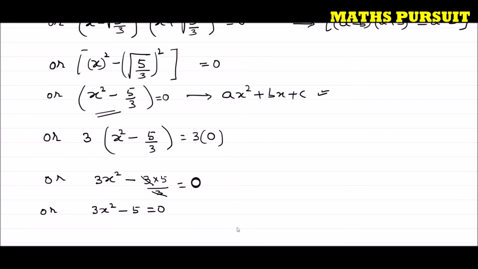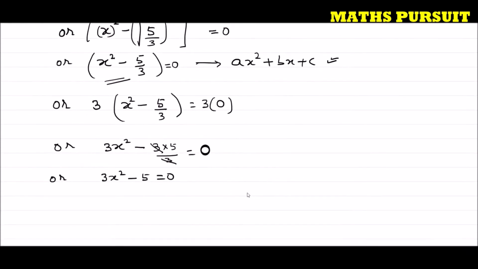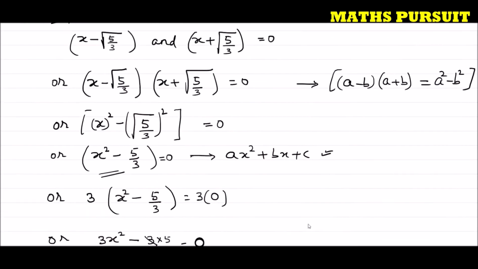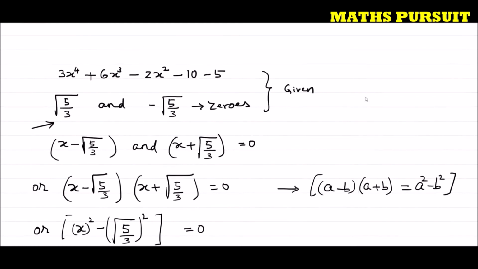Now after finding this, our main aim is to find the zeros of the given polynomial. This particular equation is going to be our divisor now. And we are going to divide the polynomial that was initially given. This was the polynomial that was initially given, which is going to be our dividend.